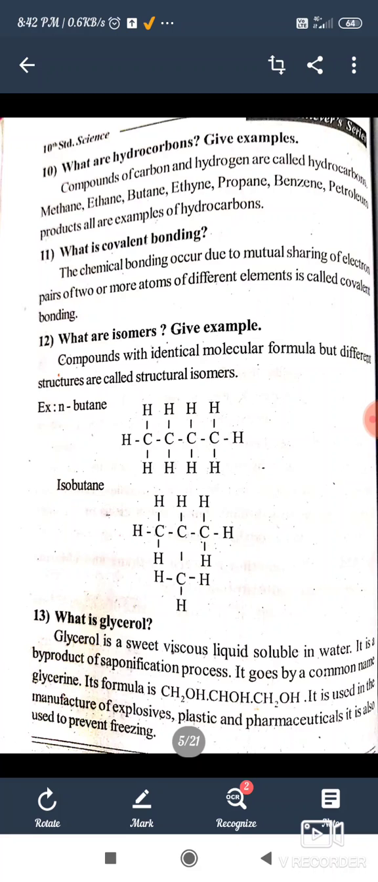And then, what is glycerol? So glycerol is a sweet viscous liquid soluble in water. It is a byproduct of the saponification process and its common name is glycerin. So its formula is CH2OH, CHOH, CH2OH. It is used in the manufacture of explosives, plastics and pharmaceuticals. It is also used to prevent freezing.